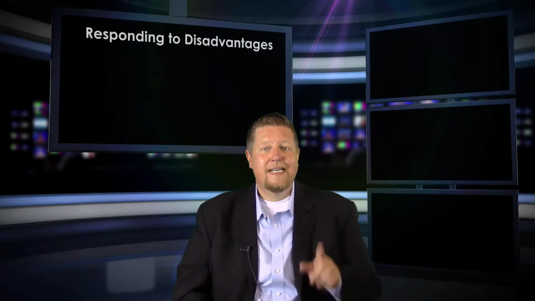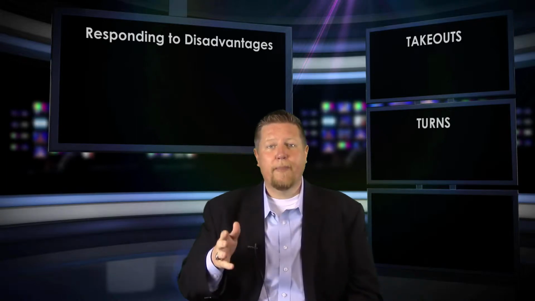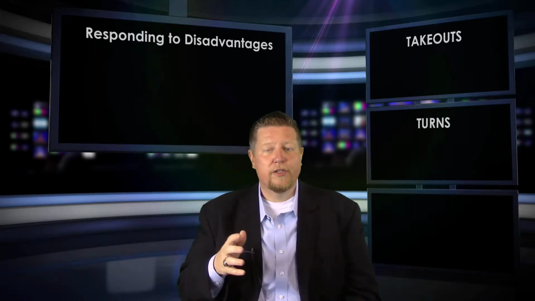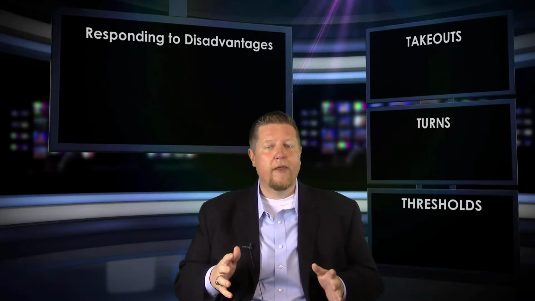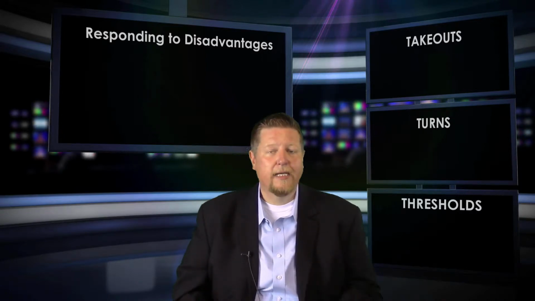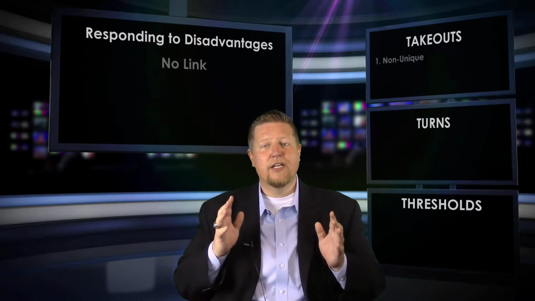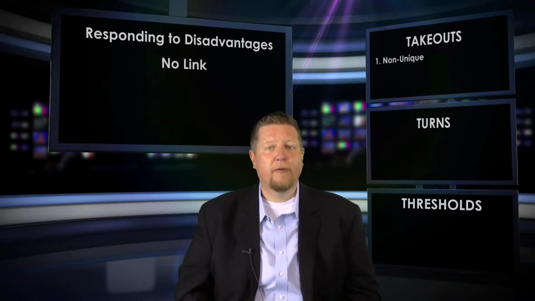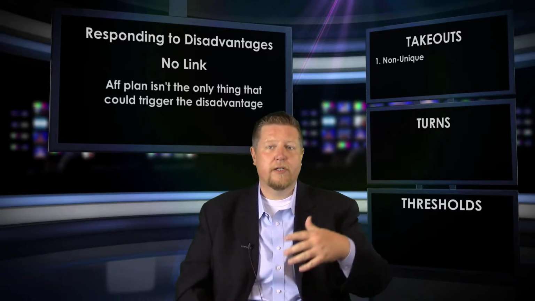The 9 responses are typically classified in 3 categories: takeouts, which are arguments designed to cancel, refute, or eliminate the claims made by the negative; turns, which are designed to flip negative arguments into affirmative arguments; and thresholds, which argue that the dangerous impact is farther away than we think. Let's start with the takeouts, and there's one for each of the 4 parts of a disad: uniqueness, link, internal link, and impact. To argue that the disad is non-unique is to argue that the affirmative plan isn't the only thing that would or could trigger the disad, or that the disad has already happened.